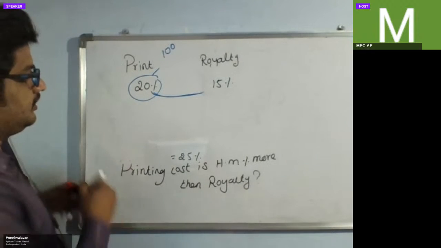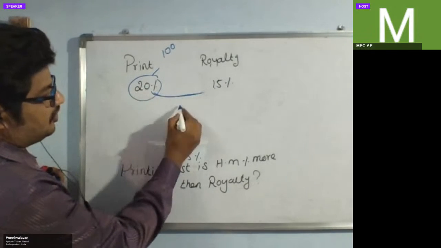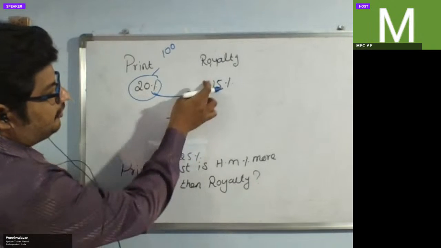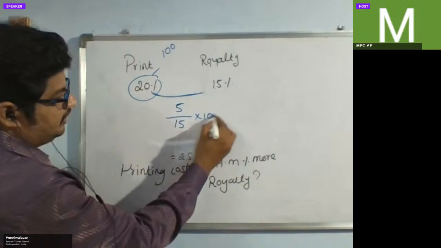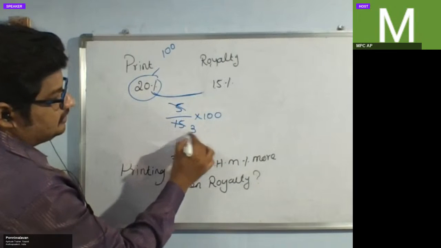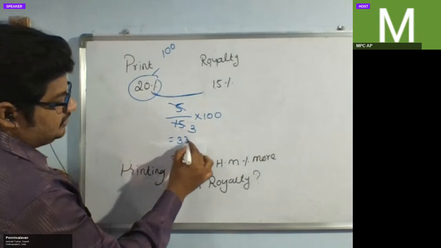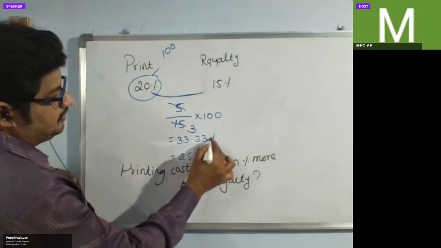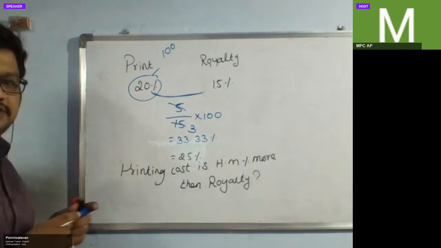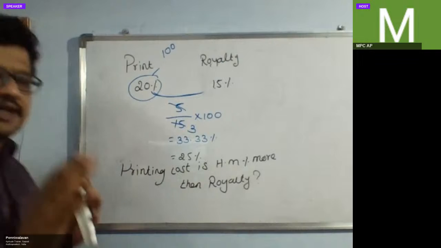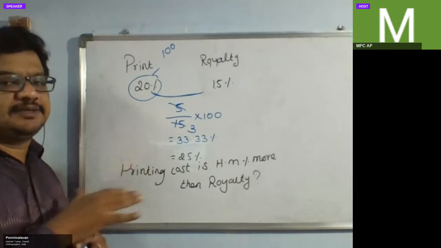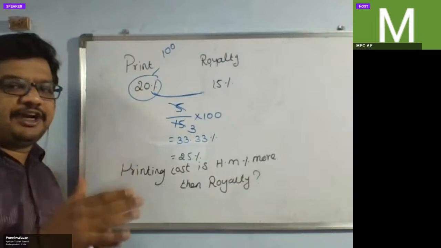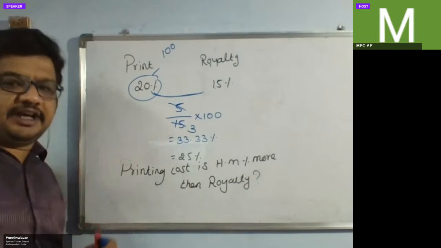Wow, very good. How much it is more? 5. 5 more from which number? 15 into 100. So 100 by 3 is 33.33 percentage. Is it clear now? How we can find the more than less than percentage? While you are finding more than less than percentage, be careful.